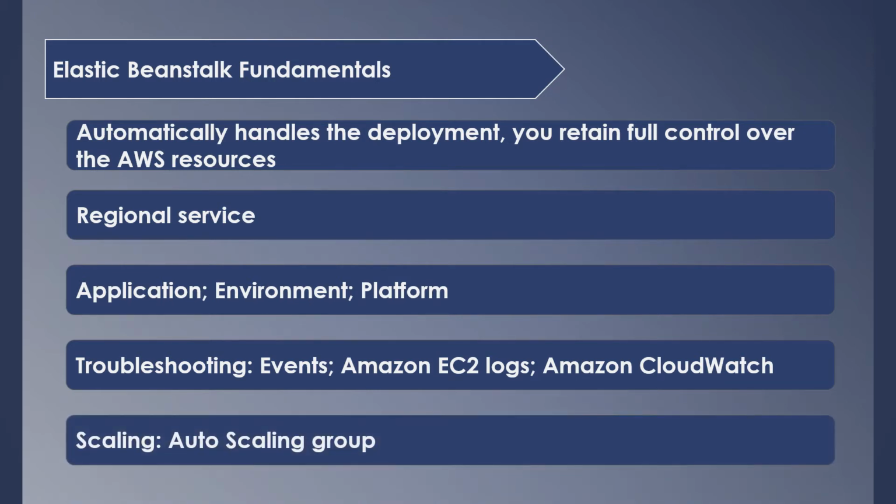Elastic Beanstalk comes with an auto-scaling group. However, you have to configure the group with a range of instances you want up and running at a time. And once that configuration is set, then the auto-scaling group takes care of adding or removing instances based on the load. So these are the fundamentals of Elastic Beanstalk.